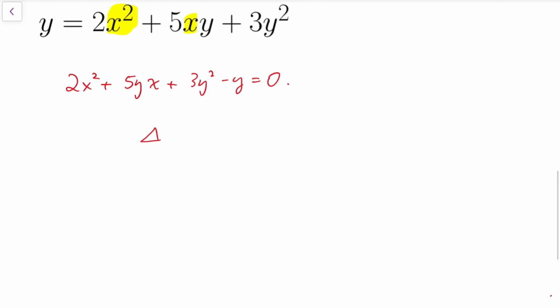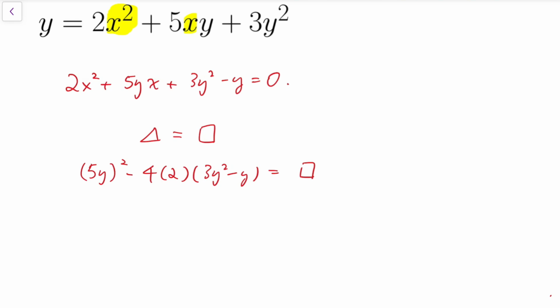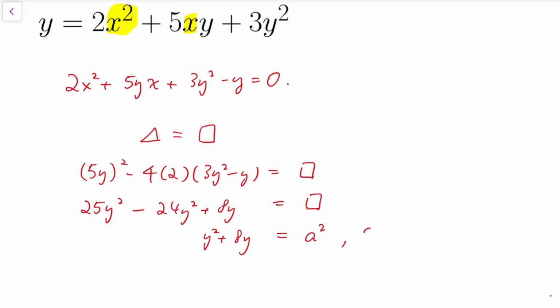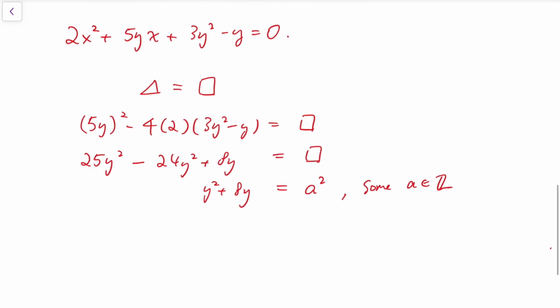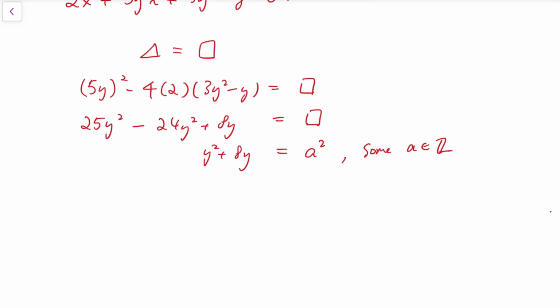Notice that since we are looking for integer solutions, the discriminant, or delta, has to be a perfect square. So then, by definition, we have 5y all squared minus 4 times 2 times 3y squared minus y is a perfect square. Then simplifying, 25y squared minus 24y squared plus 8y is a perfect square. y squared plus 8y equals, now at this point I'm going to write this as a squared for some integer a. So I do not have to always use the square shape.